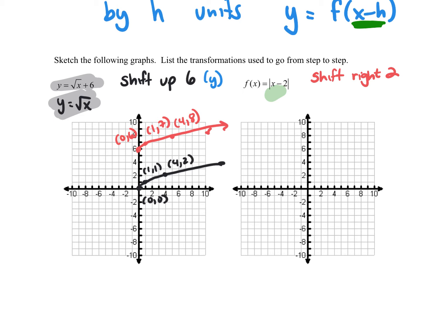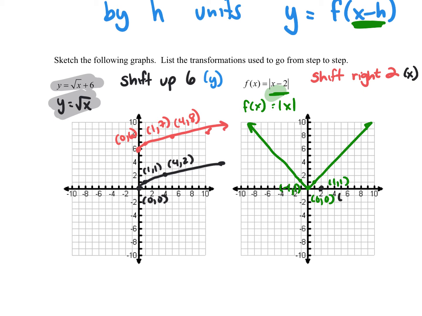Because again, it's always the opposite sign when you're doing it on the inside. So if I think about my regular absolute value of x, then if you recall, we have some points on here: (0, 0), (1, 1), (-1, 1), all these are on there. So that is going to make our V shape. And again, since we're moving to the right this time, I know that's going to affect my x value. So I'm going to add 2 to all my x values.